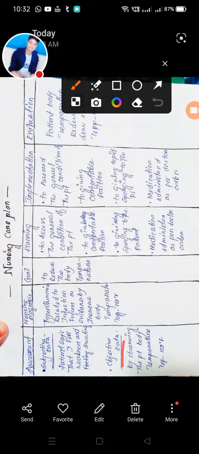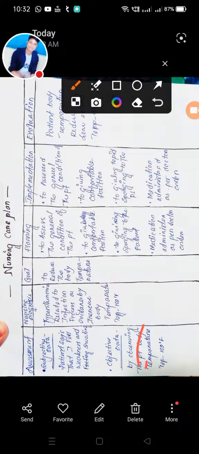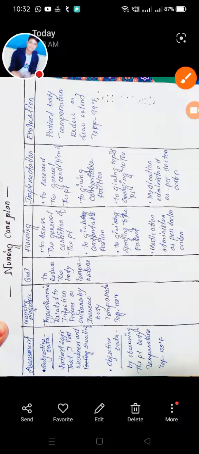And what do you have to write in the objective data? In the objective data you have to write what you observe. Always write by observing the patient's body temperature, so this is the fever. If it is pain, you write by observing the patient's facial expression. If it is dehydration, you write by observing the patient's intake output chart. If it is sleep disturbance, you write by observing the patient's eyes, redness of eyes.